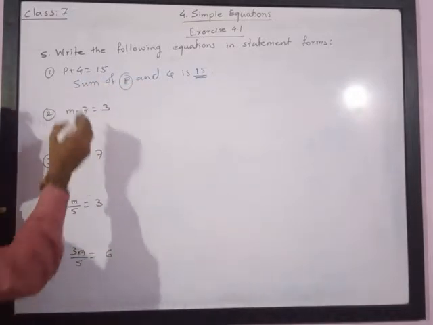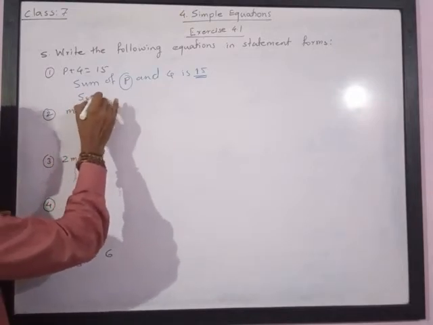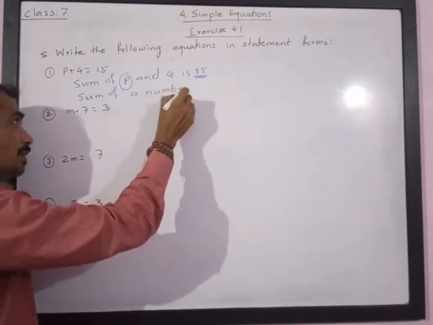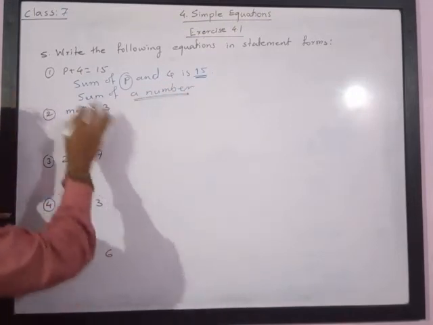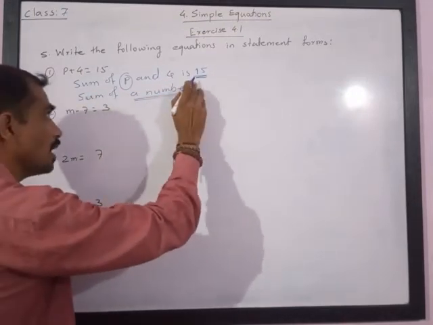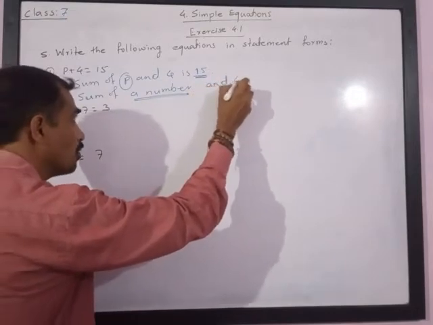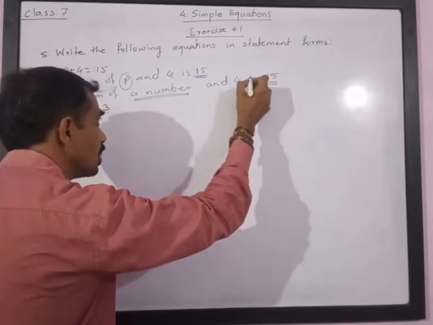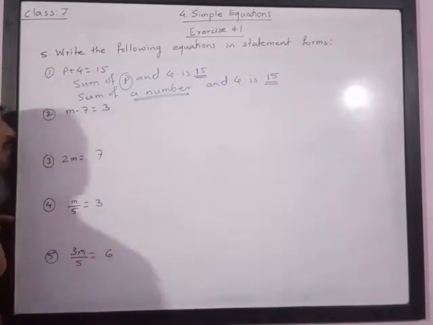Please note, p is a variable, so it is not necessary that you write it while writing the statement. You can directly write sum of a number. A number means it can be any, and for this we will have to take a variable. Sum of a number and 4 is 15.